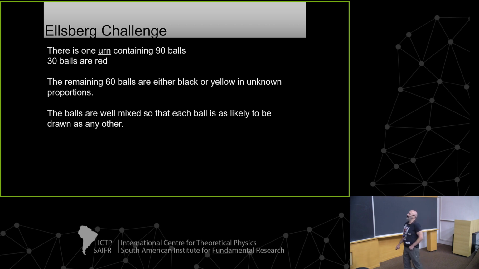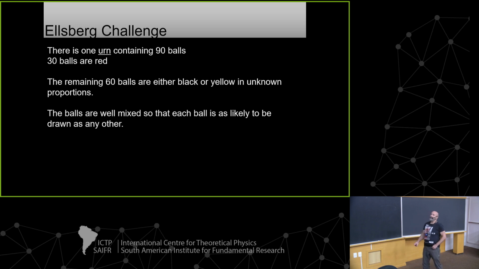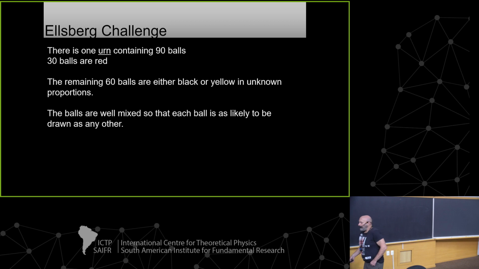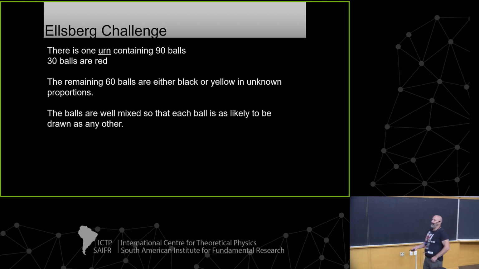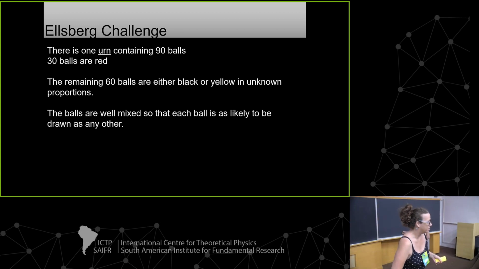Suppose that there is an urn containing 90 balls. 30 of these balls we know are red, and the remaining 60 balls are either black or yellow. We don't know the proportion of yellow or black balls. The only thing we know is that the remaining 60 balls are divided into either black or yellow. The balls are well mixed so that each ball is as likely to be drawn as any other.